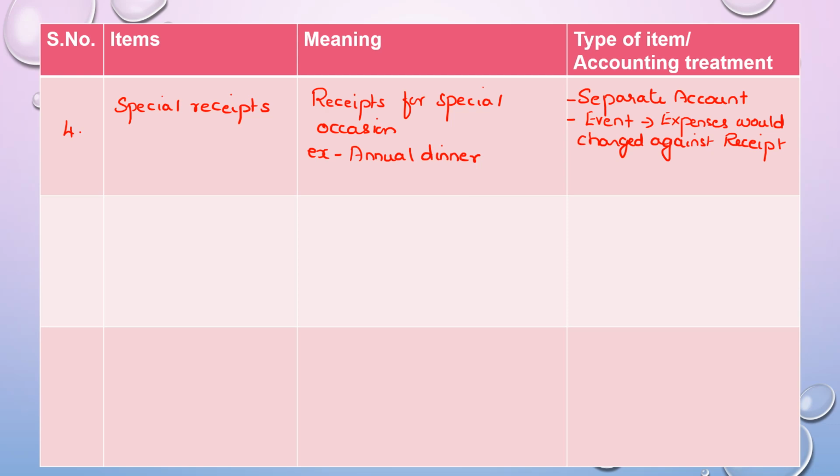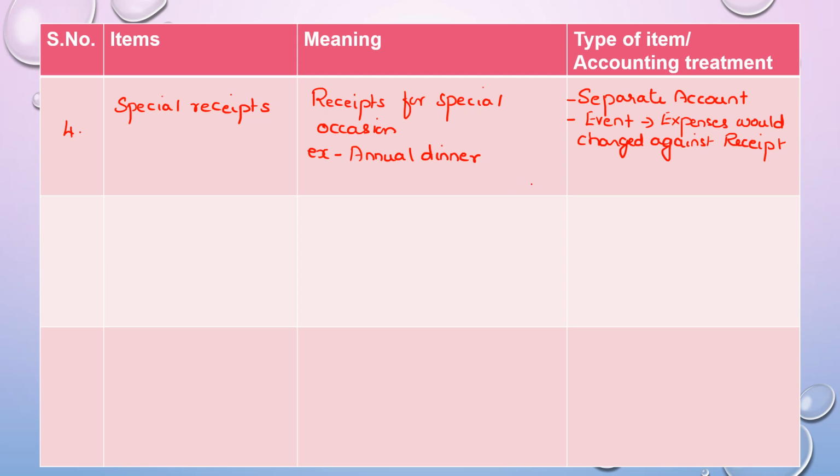Or alternatively, what can be done is the receipts can be put on the credit side of the income and expenditure account, and the expense which is incurred for that particular occasion can be put on the debit side of the income and expenditure account. So automatically the net effect comes into the income and expenditure account. So this is how, when there is a special receipt for a special occasion, it has to be utilized only for that special occasion. So this is the accounting treatment.